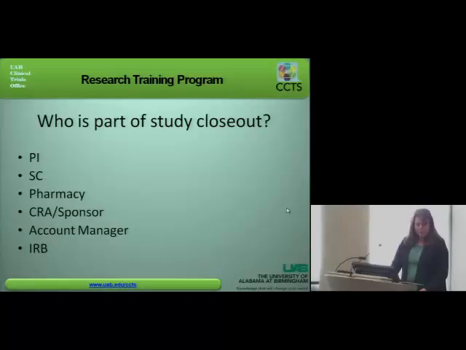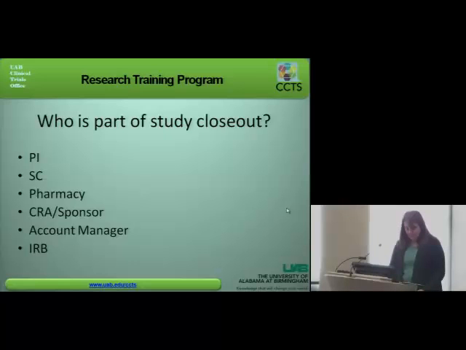Some of this probably is a little bit redundant, but of course you have your principal investigator. He's ultimately responsible for the conduct of the study, so his participation is extremely important. In most cases, the PI is not able to be present for the entire closeout visit. However, it is essential that he be easily accessible and able to check in and meet with the CRA during that process. You also have the study coordinator.